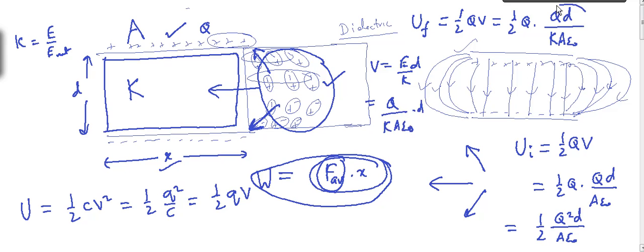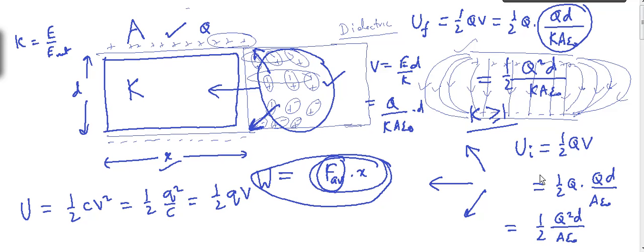So that I have substituted here. So you can get half Q square D by K A epsilon naught, right? So UF is more or UI is more? UF is less because the whole thing is divided by K, and K is always more than or equal to 1. So when the dielectric has gone inside, energy reduces.